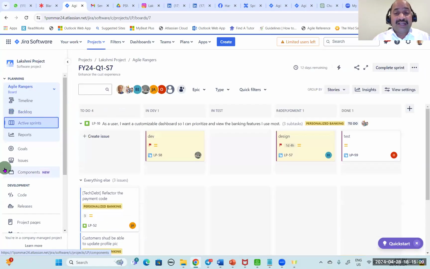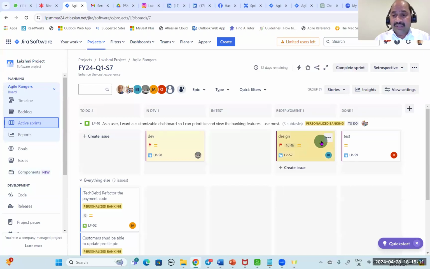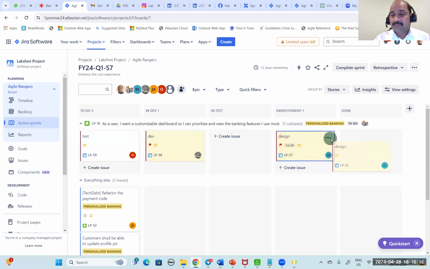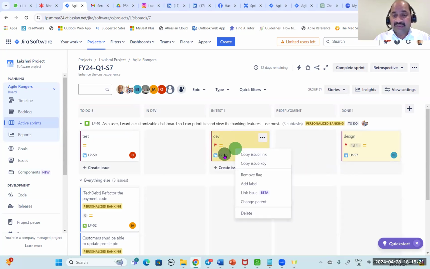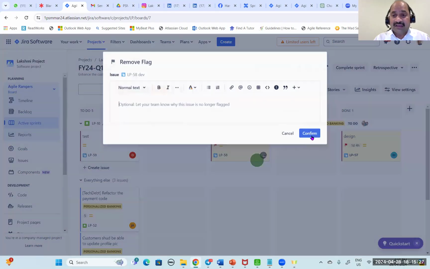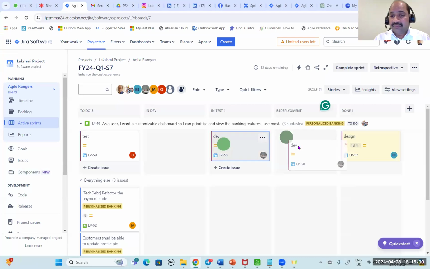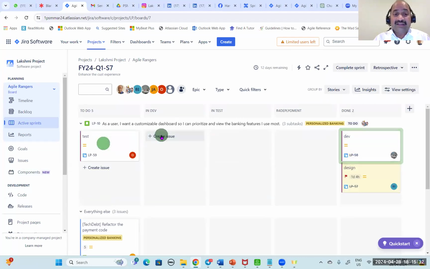Let us assume that on day one the team completed the design part, and on day two they completed the development. You see, for example, a red flag. You remove the impediment, and it took maybe one more day. So the team removed the flag and it's all good. And then on day three, the team completed the testing.